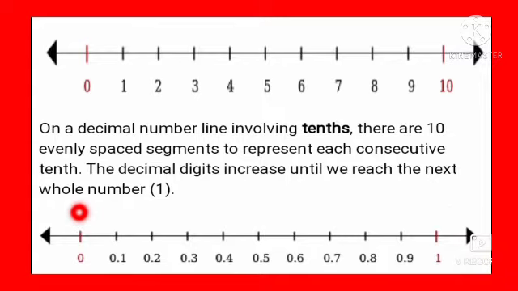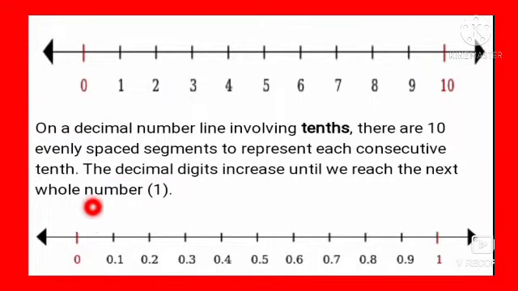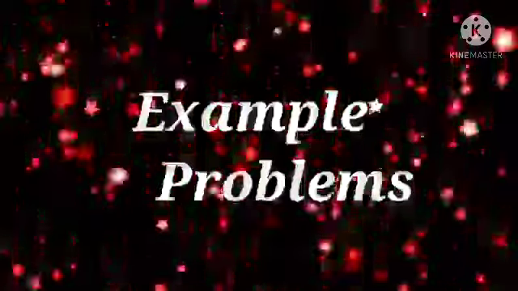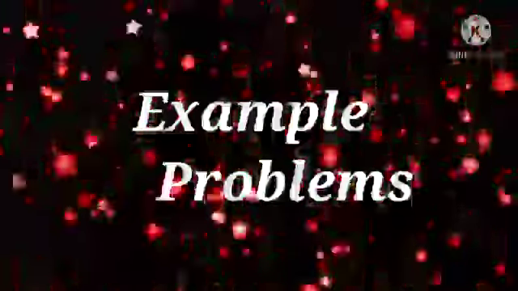So, between 0 and 1, we have divided the numbers into 10 equal parts, 10 evenly spaced segments. And here we get each decimal number involving tenths. We can again divide the space between 0 and 0.1 into 10 equal parts for the hundredths place. Now children, let us see example problems.